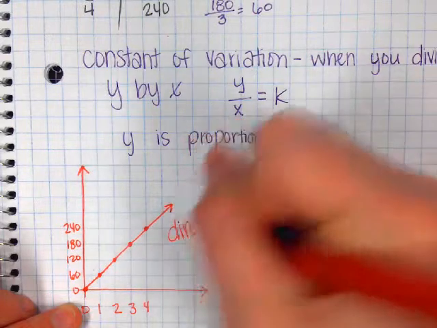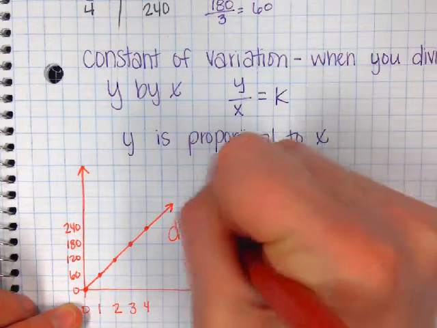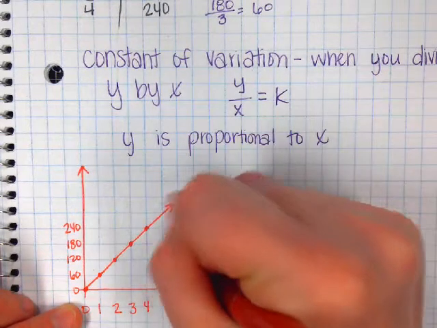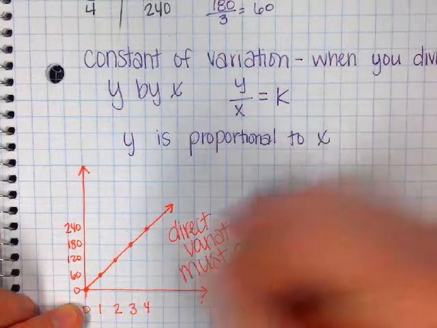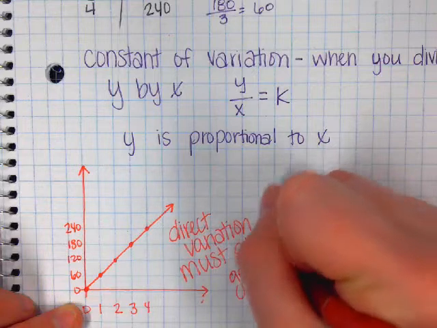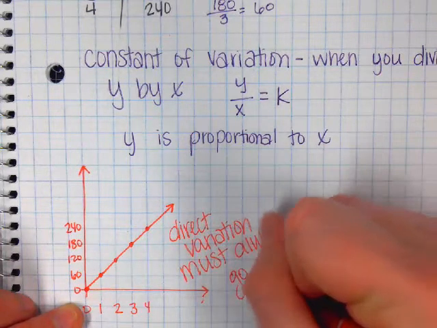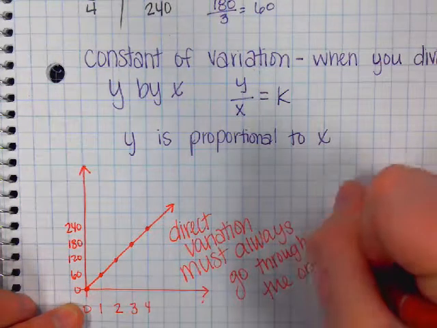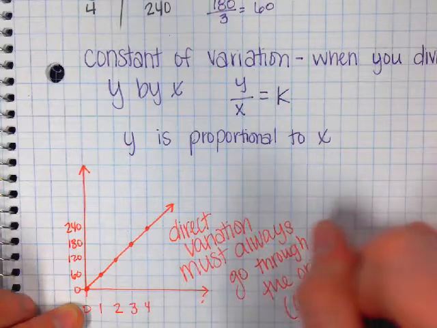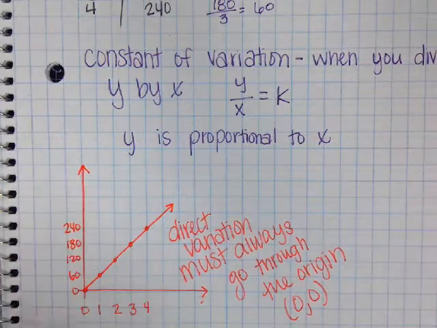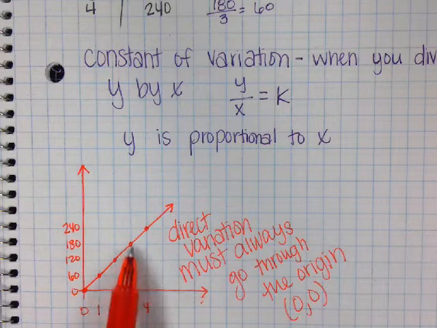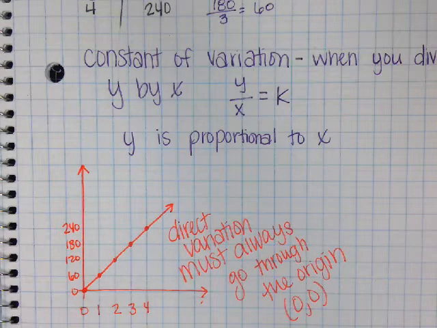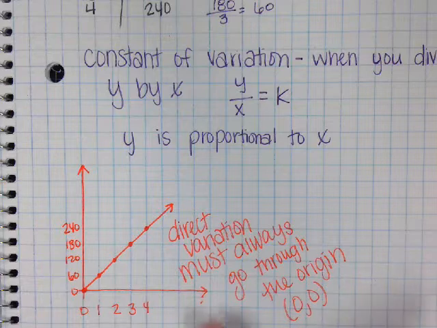So direct variation must always go through the origin. So it always has to have the point 0, 0. And then after that you can take 180 and divide by 3, 240 divide by 4, and it will give you the same thing. Okay?